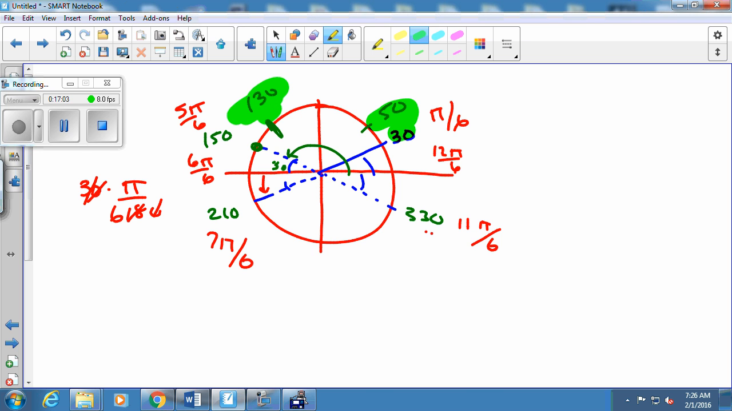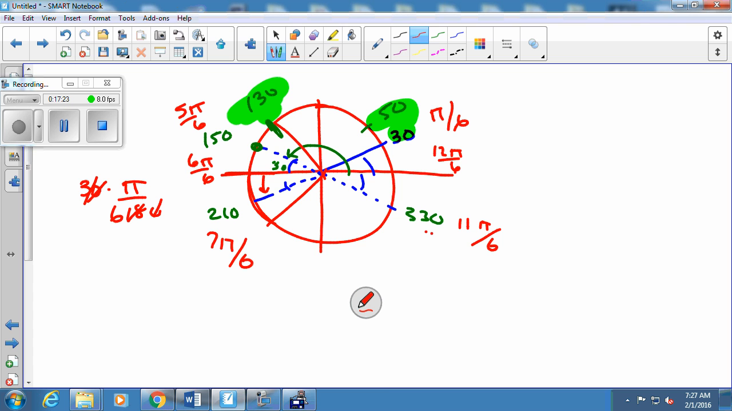What would it be in this quadrant? What would it be? So go all the way around, either back up or go forward. So what's it going to be here? This is how much? 180 to here. Go another how much? 50, right? And what's it going to be?